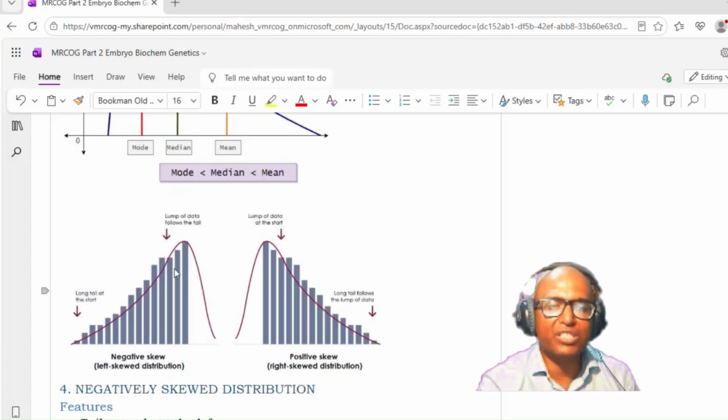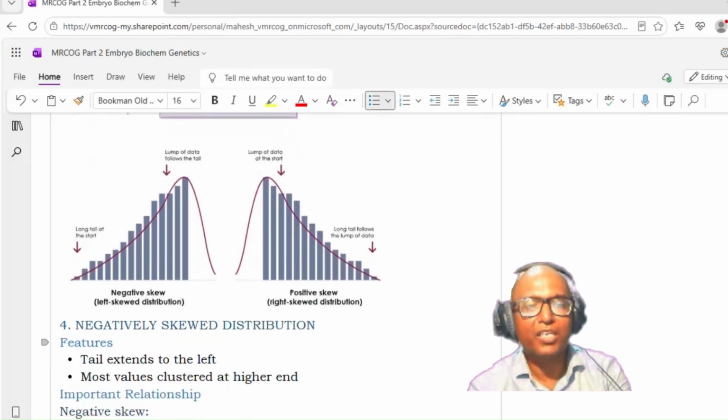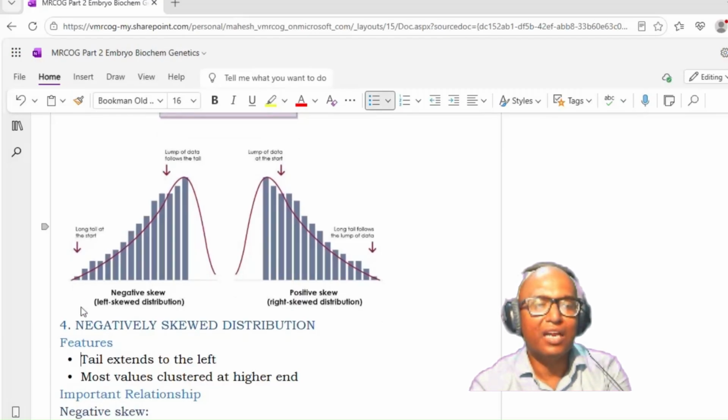This is the negatively skewed data. Here you will find the tail is going towards the left. The earlier one is the positively skewed, or right skewed distribution; this is the left skewed distribution. Now we will talk about the negatively skewed distribution. Here the tail extends to the left.